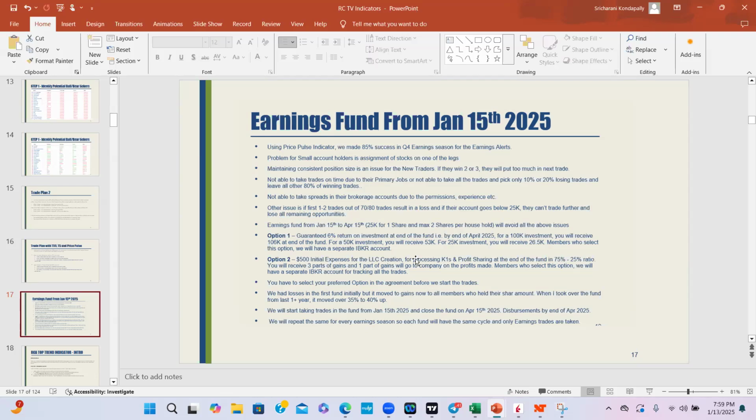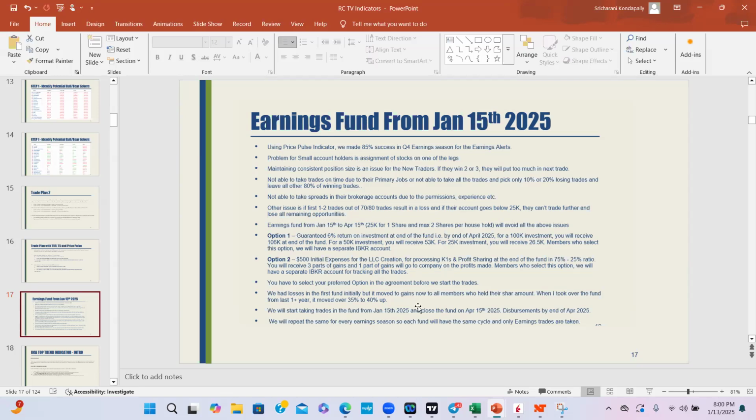There is another option, but I want to stop this one because again it will be a lot of LLC creation, doing K1s, all those. Already there are some members who got this option, but for now I want to just keep it at 2% or 6% return for every earning season.